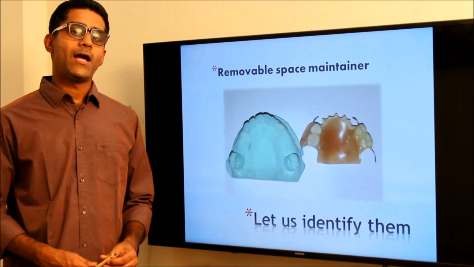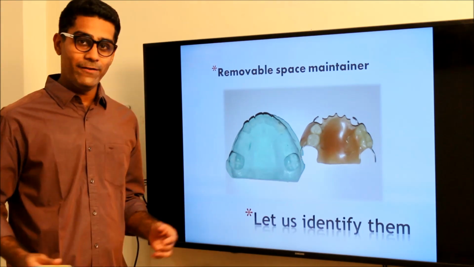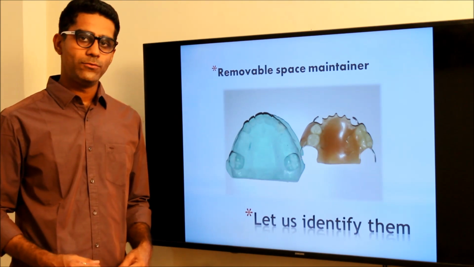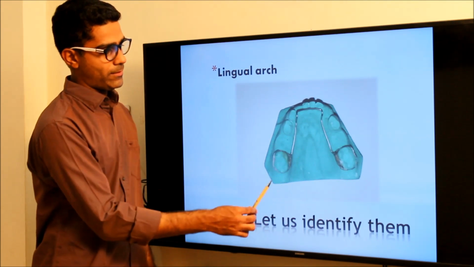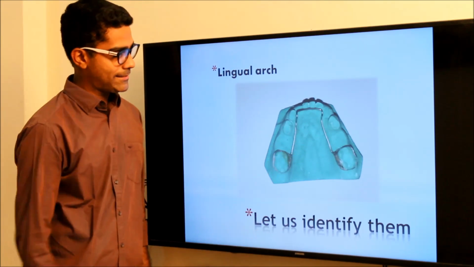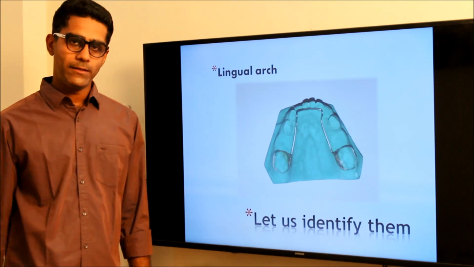Now let's start identifying the space maintainers. One of my favorites is a removable space maintainer, probably the easiest to identify. This is a lingual arch. You can make out this is a lower arch with bilateral loss. As I said, if it is multiple unilateral loss, still a lingual arch can be given.